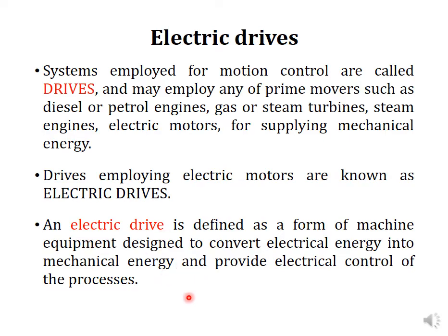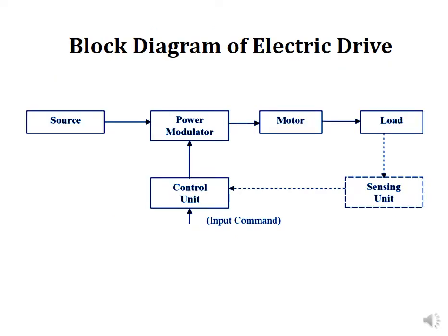Now we will discuss the different parts of an electric drive system. Now let's consider the block diagram of an electric drive. Here the main component is the motor, and this is the load that is to be driven by the motor, and the movement or motion of the motor load system is controlled by this control mechanism. So let's see. First component is the source, power source, which delivers power to the motor. But in between the source and the motor we have a power modulator which modulates the power available from the source and it is given to the motor.